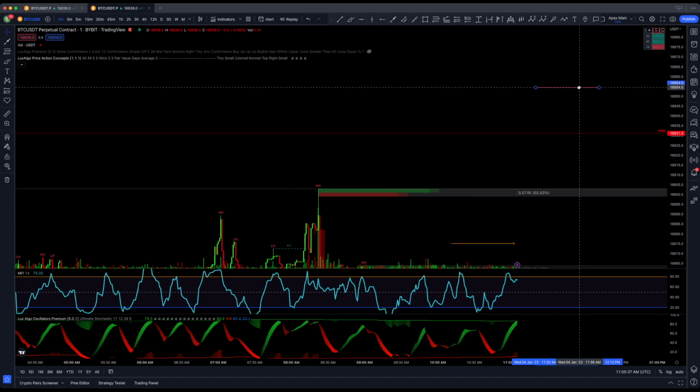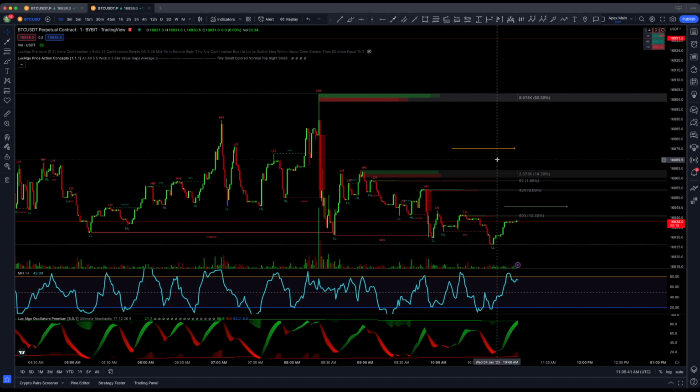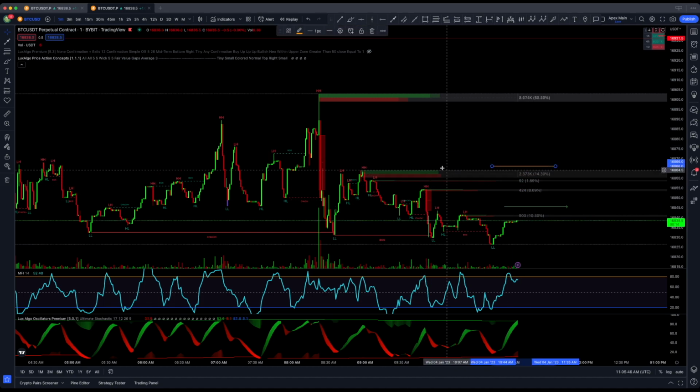There, 5. Where am I? 5.4. Somewhere there, right? That's where my liquidation level would be. Now, realistically, where would your stop be? Well, you could take your stop just above the previous structure, which is either this one or this one, just to give you some room to move.